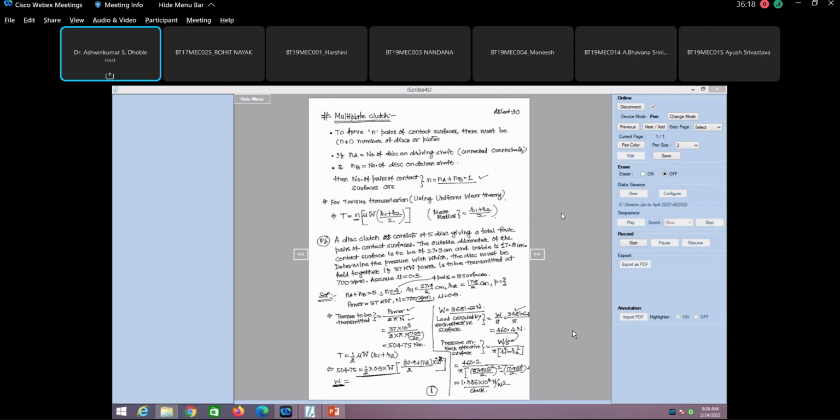Hello, sir. Yeah. Sir, actually W should be 14726.4. That 3681, we got it by dividing by 4. When we used n, then we get 3681. If we don't use N, then we get 14726.47.